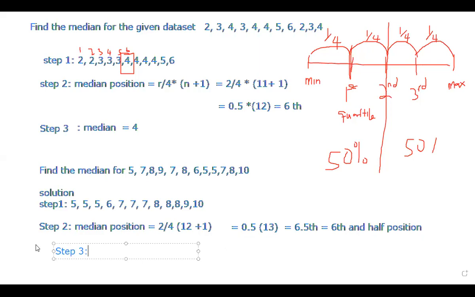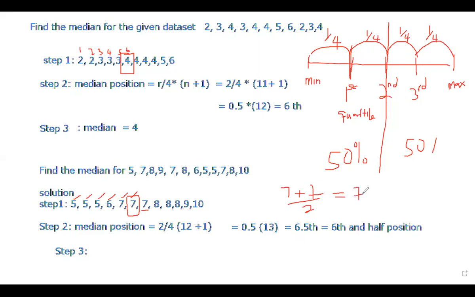Okay, so this is how it looks. We find the 6th position: 1 2 3 4 5 6. So this is the sixth position, right? And then a half between the sixth and the seventh, meaning that you add the number in the sixth position plus the number in the seventh position, and divide by 2. That will be halfway between those two numbers, which will be 7.